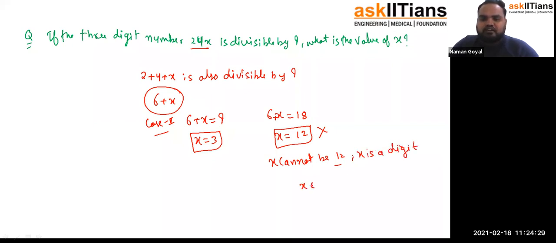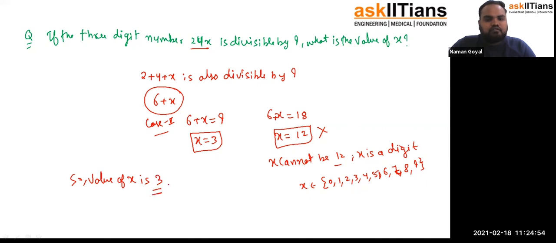So x can take either 0, 1, 2, 3, 4, 5, 6, 7, 8, 9, right? It cannot be 12. So the value of x is 3. Got it? So the value of x we got is 3. Okay, we can do these types of questions. Now the next question we are going to do.